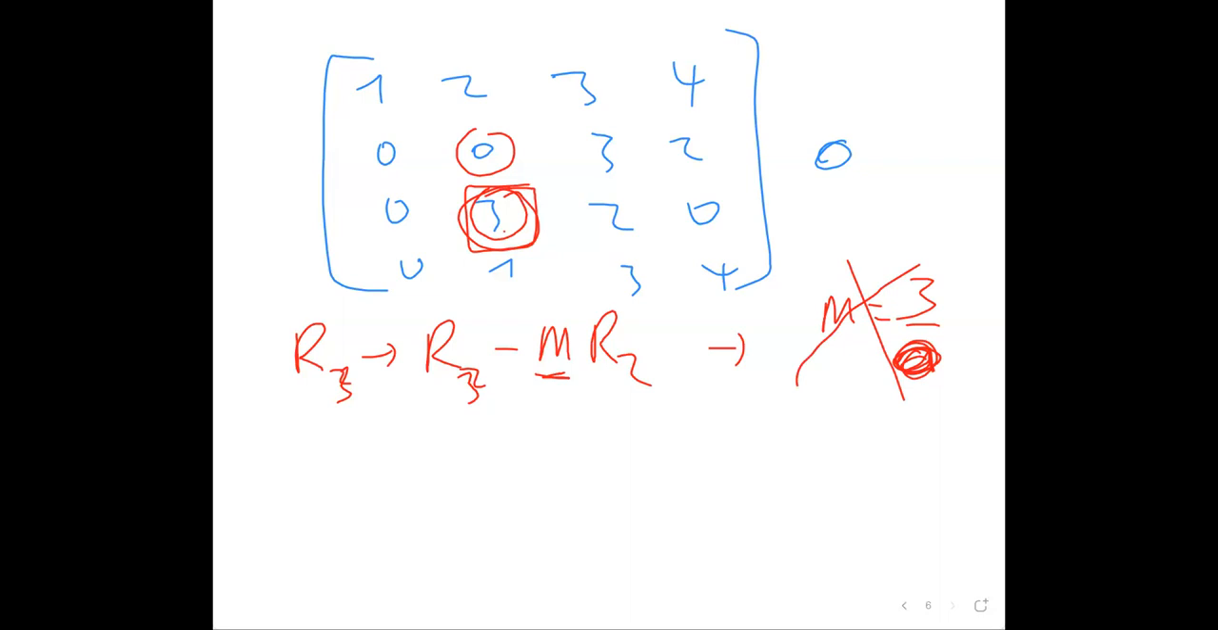So the idea is, let's do a row exchange. In that sense, you can do 1, 3, 4. Then you can exchange these two rows, and have 0, 3, 2, 0. And then you have 0, 0, 3, 2, and then you have 0, 1, 3, 4.